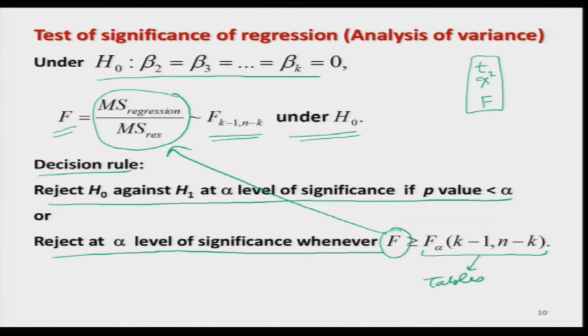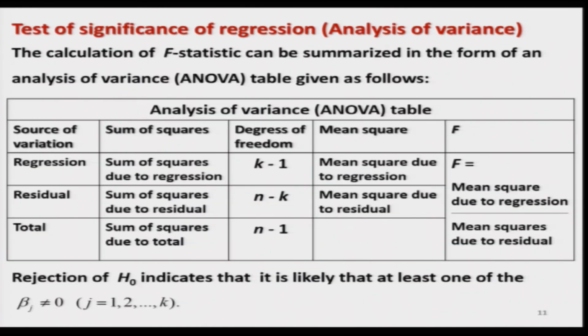The tables are available, and these tables are two-way tables. On the rows there will be degrees of freedom k minus 1, and on the columns there will be degrees of freedom n minus k, and you can choose the proper value, but definitely in our case we are going to use the R software, so we need not worry about it. Finally, all these calculations whatever we have done can be combined in a table which is called the ANOVA table, analysis of variance table.